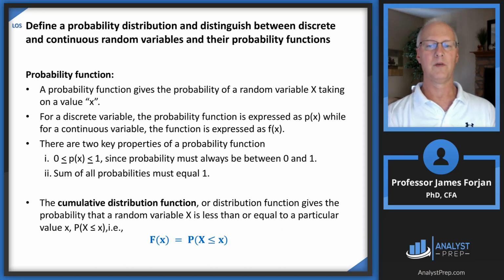The cumulative distribution function gives the probability that a random variable X is less than or equal to a particular value, a specific x. So we might want to know the probability that the return on a share of Amazon is going to be negative, and then that particular value of the lowercase x would be 0.